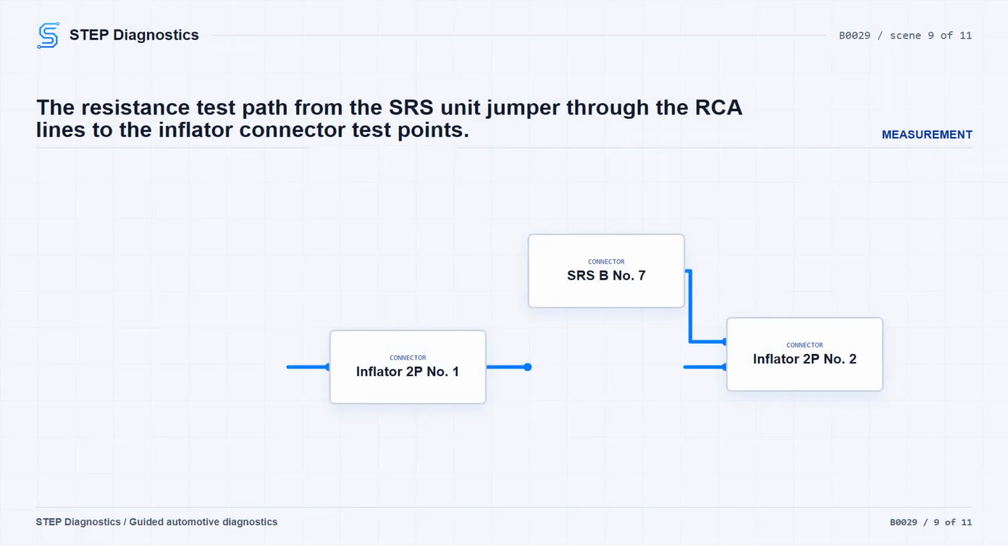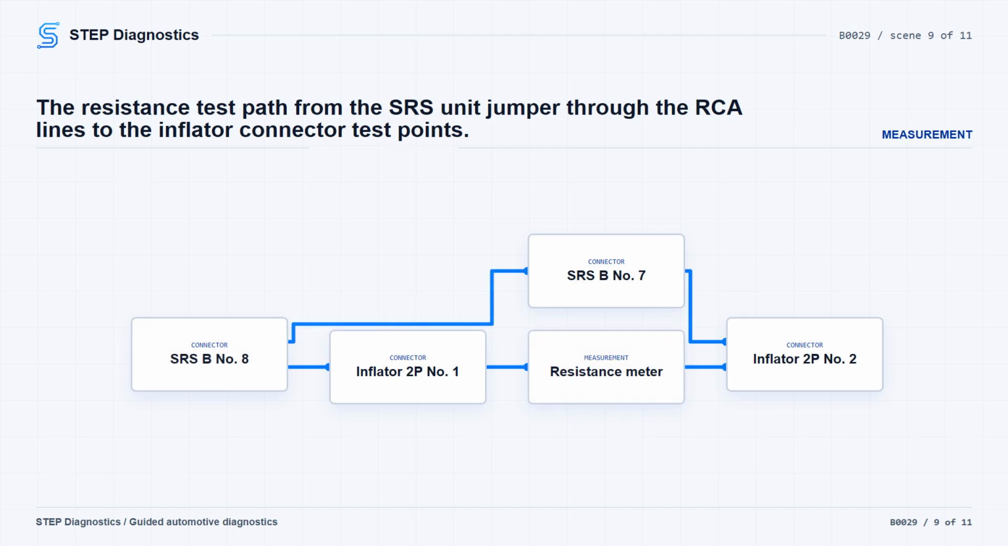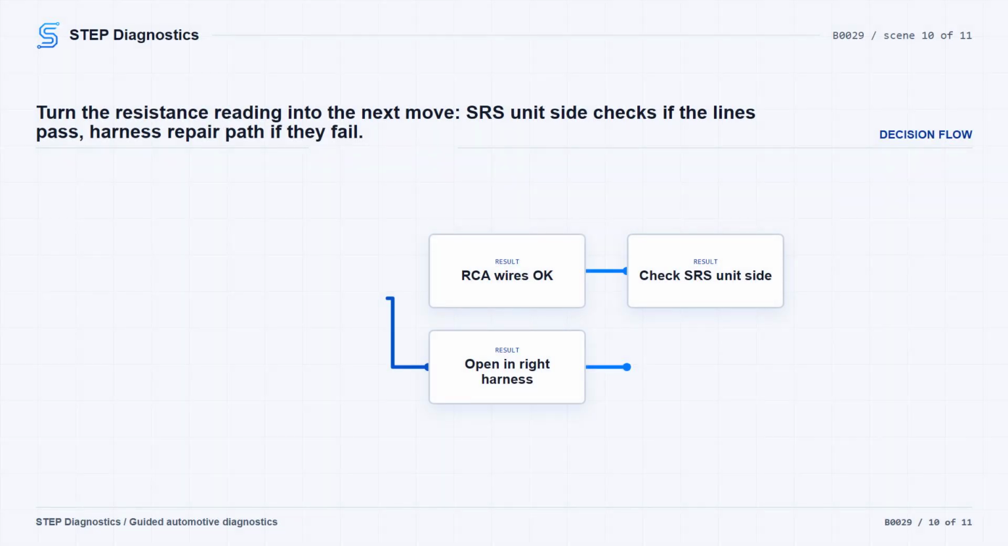Now measure resistance between the right side curtain airbag inflator connector No. 1 and No. 2 on the right side wire harness. The test setup is with the vehicle OFF lock, the right side curtain airbag inflator 2P connector disconnected, SRS unit connector B disconnected, and SRS unit connector B terminals No. 8 and No. 7 jumped. You are looking for 1.0 ohms or less. If the resistance is 1.0 ohms or less, the RCA plus and RCA minus wires check OK.